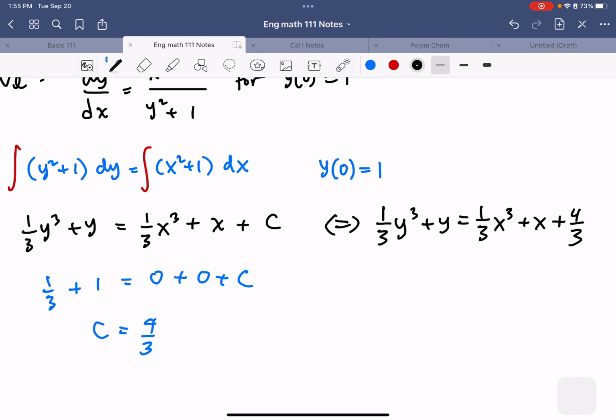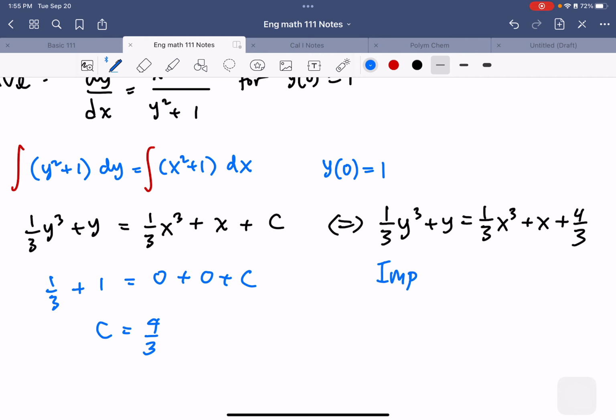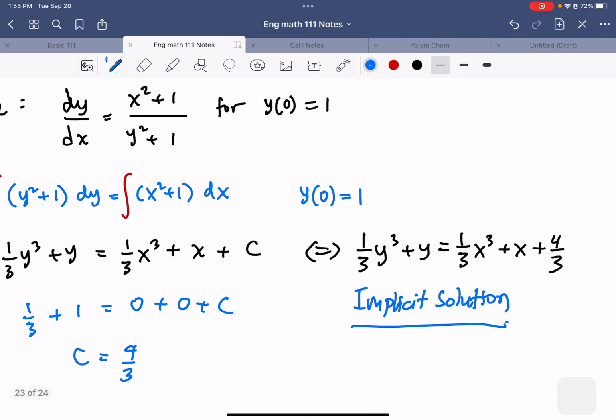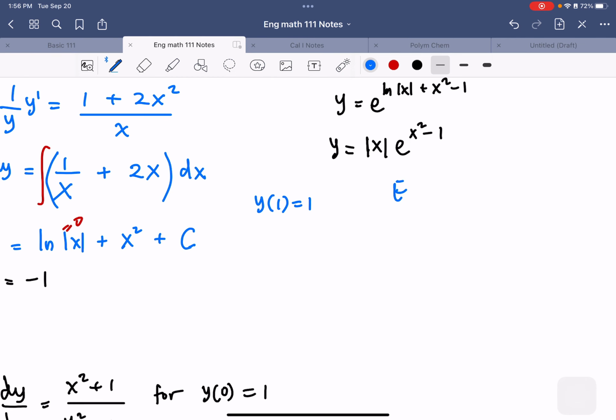And actually, you can just stop here and say that this is an implicit solution. So what's the difference? The explicit solution is precisely y equals something: the dependent variable is expressed exactly in terms of the single other variable. So we can just stop here and say, okay, this is our implicit solution. And this one is, we say, the explicit one.